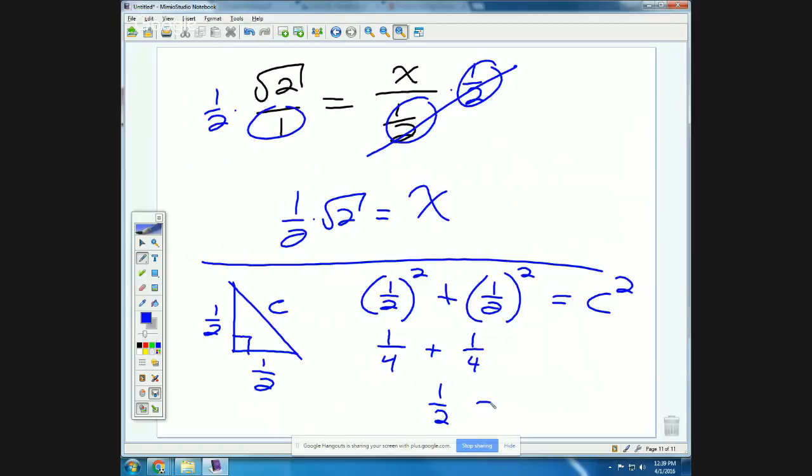So I'm looking for a number whose square is 1/2. How do I get rid of the square? Square root. So the missing number has to be equal to the square root of 1/2. Wait, that's a different number than I got here. Whip out your calculators. Let's check this out. That's the square root of 1/2?